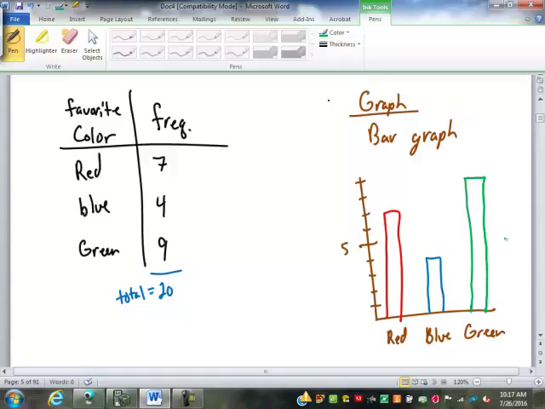Now, looking at this graph, I can very quickly pick out that green was the most popular, blue is the least popular. And if I wanted to compare two, like if I wanted to compare red to blue, I can very quickly see that red has more than blue. Now, because these are relatively small numbers, it's also pretty easy to see what number. I mean, red is 7, blue is 4, green is 9. But typically that is one of the weaknesses of a graph, is finding exact numbers.